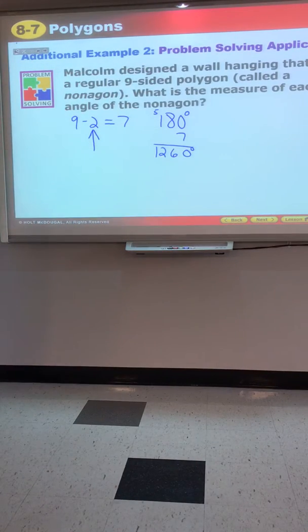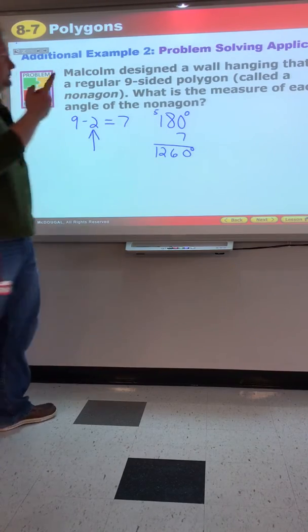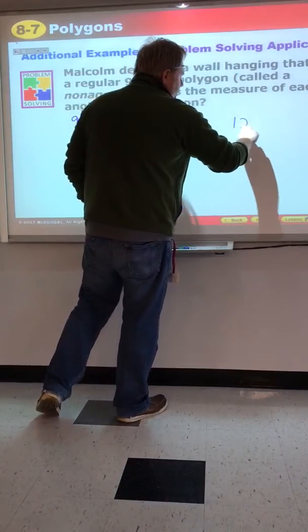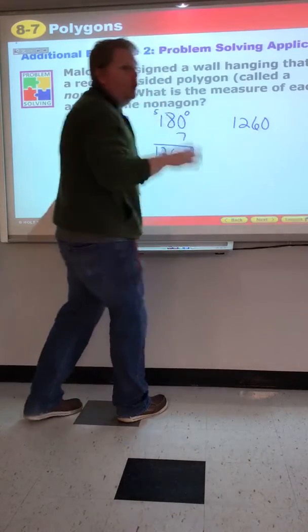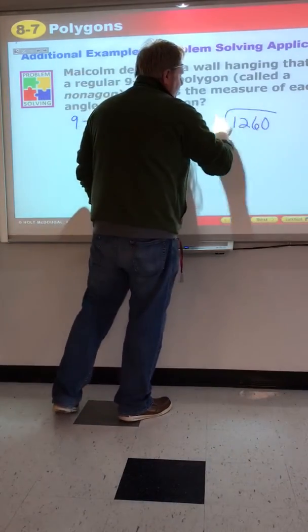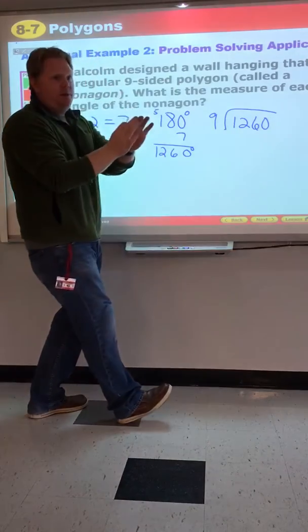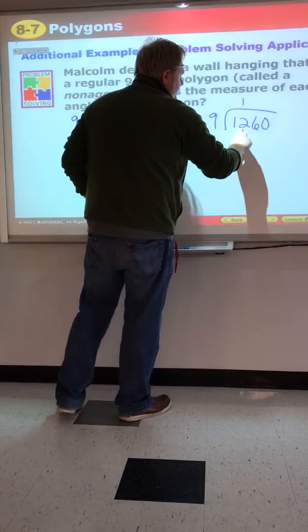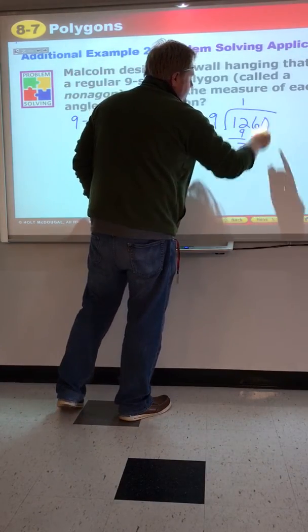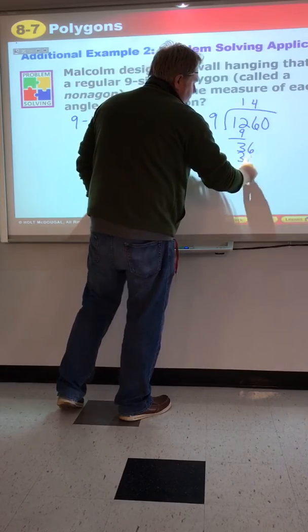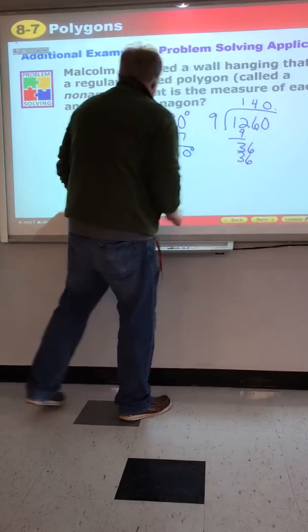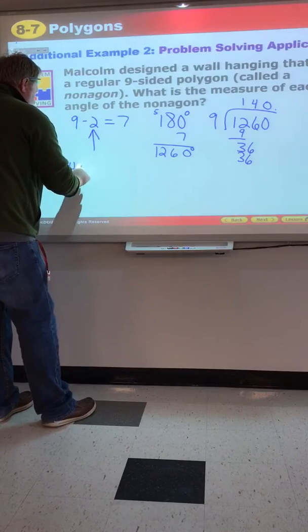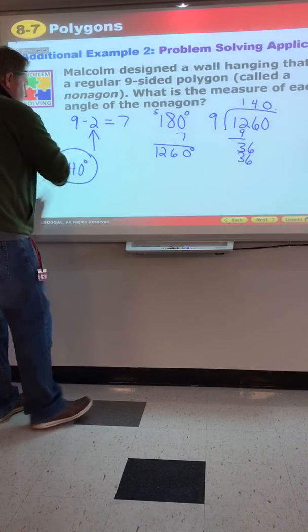Now, if there's 9 angles, they're all the same. We can use division. 1,260 degrees for the whole shape, divided by 9, so we figure out each separate angle's degree. 9 goes into 12 once, and into 36 four times. Don't forget your placeholder there. Each one is 140 degrees.